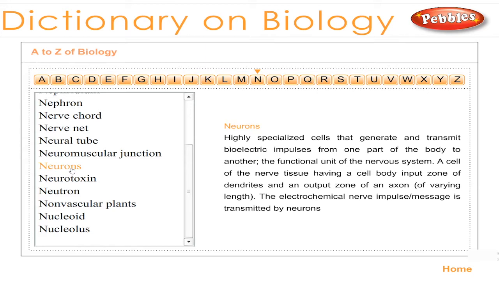Neurons, highly specialized cells that generate and transmit bioelectric impulses from one part of the body to another. The functional unit of the nervous system, a cell of the nerve tissue having a cell-body input zone of dendrites and an output zone of an axon of varying length. The electrochemical nerve impulse or message is transmitted by neurons.